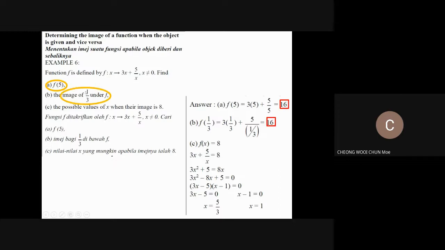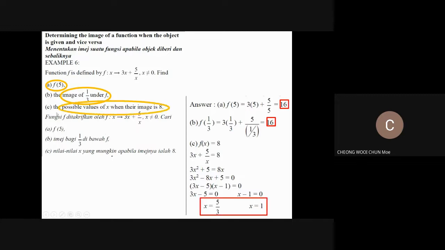Then the image of 1 over 3 under f. So the object is x equal to 1 over 3, and we want to find the image. So replace x with 1 over 3: 3 bracket 1 over 3 plus 5 over 1 over 3. Okay, so from the calculator, I get 1 plus 15, you get 16.